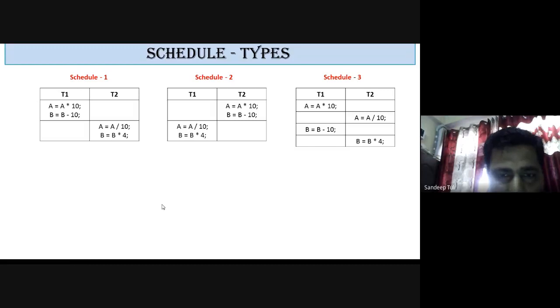Now coming on to the example. I think you are able to see 3 different schedules on your screen. Is it visible to you now?